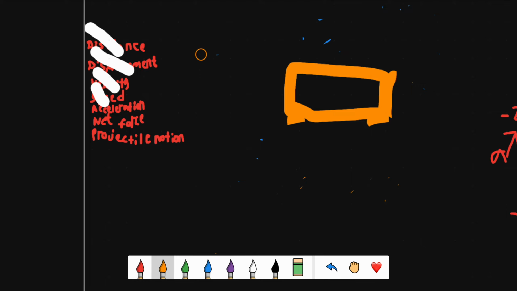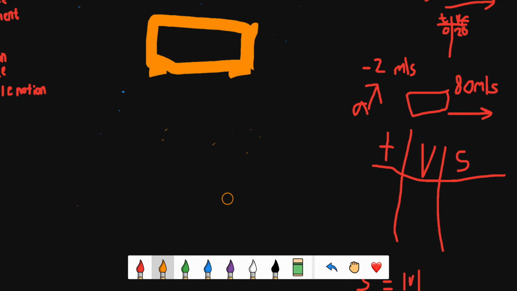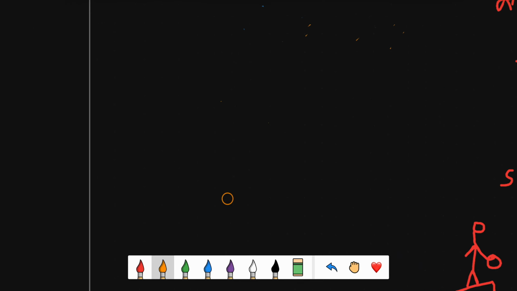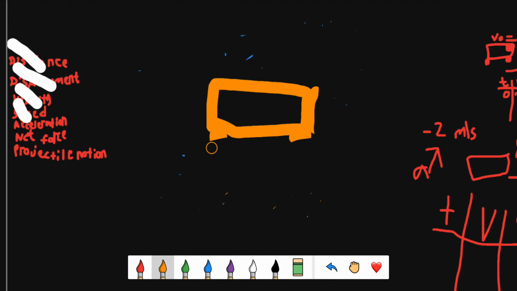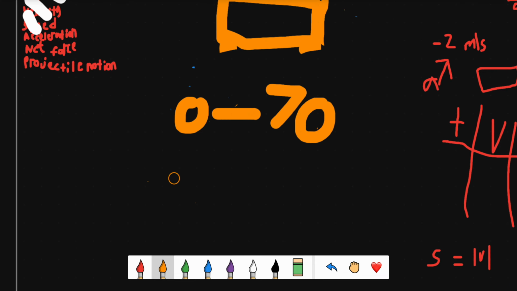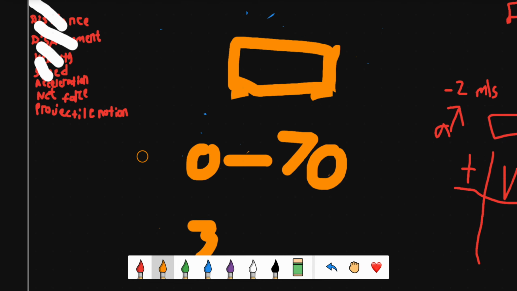Now we're going to talk about acceleration. Let's say an object, this car right here, goes from 0 to 70 in 3 seconds. How do you determine the acceleration?